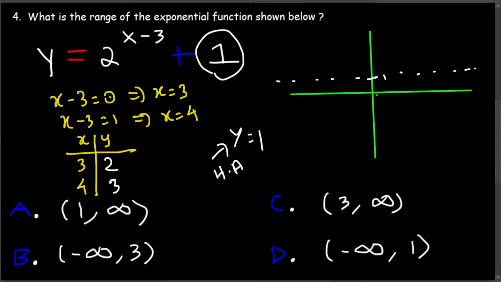Let's look at the values we have found. When x is equal to 3, y is equal to 2. This 1 is the horizontal asymptote, and our first point is at 3, 2. So when x is equal to 3, y is 2. This is the first point. The second point is when x is equal to 4, y is 3. The second point is right here. So you can see the graph is opening up, going to our left, going like this.